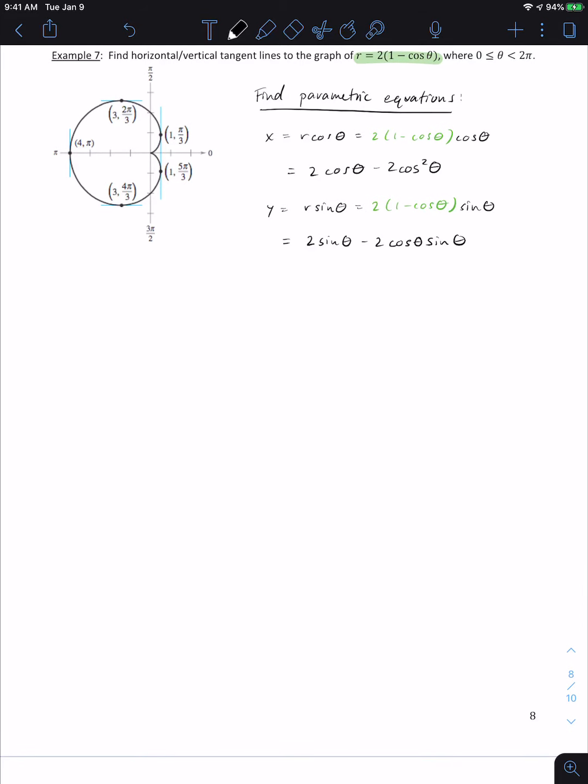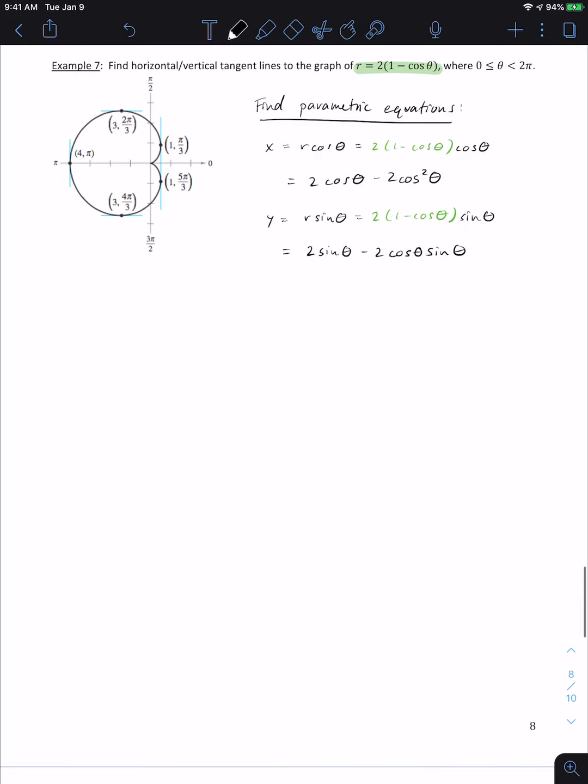Now I'm going to find horizontal and vertical tangents. So to find my horizontal tangents, remember I get my horizontal tangents when my y derivative is equal to 0, because the y derivative is what's in the numerator of my derivative, right? So I need dy over d theta, my y derivative. In order to do this, this is y. The first term is just a regular derivative. The second one I'm going to have to use the product rule.